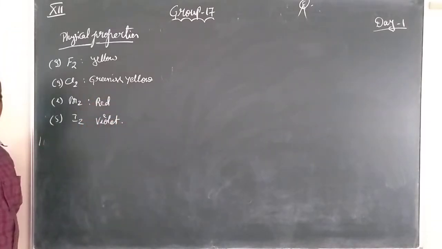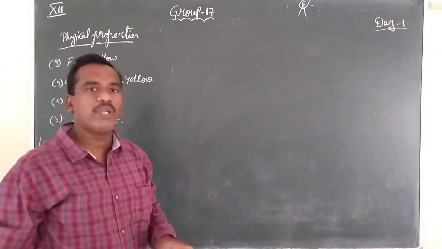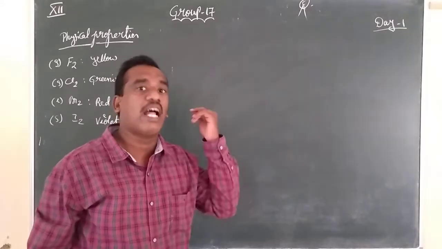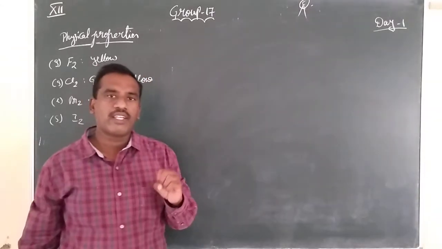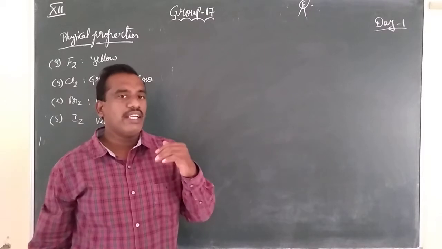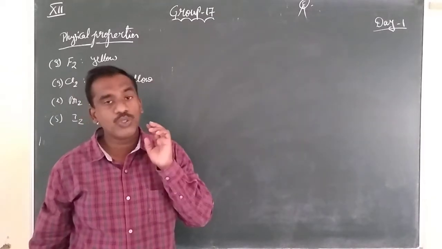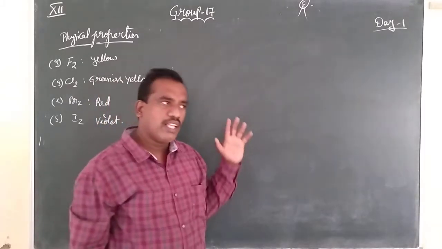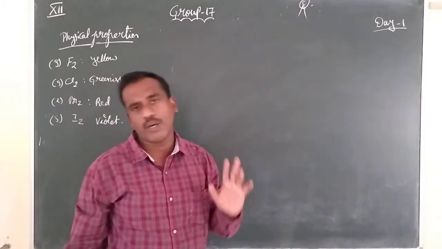Why are they showing characteristic color? Because of ns2 np5. In the p orbital, one electron is present in an unpaired state, that absorbs light of a particular frequency, and it gets excited and emitted down. So due to the free electron, these are showing the characteristic color. That is about the physical properties. Now you can go for the chemical properties.